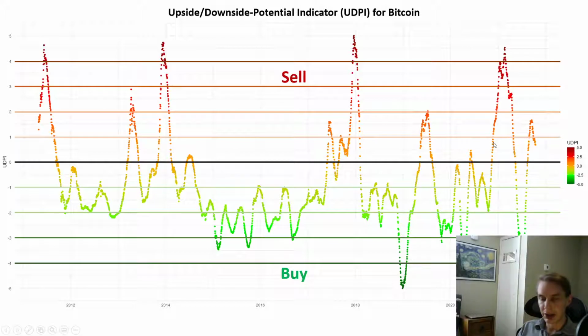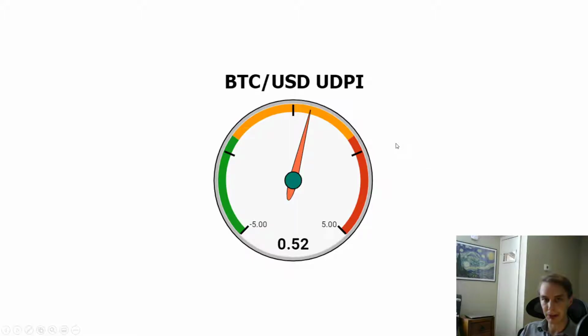So the final thing that I want to touch on in this video, so this is what the UDPI is, how it performs over history, how one could potentially use it. I want to talk a little bit about what it says about the current state of the Bitcoin market and just insights we might be able to glean from this model. Here I'm showing the current UDPI level as I record this on October 14th. It's sitting at a value of 0.52. What this means is that the UDPI is suggesting that there is slightly more downside potential than upside, but it's not that uneven. It's a relatively even mix.